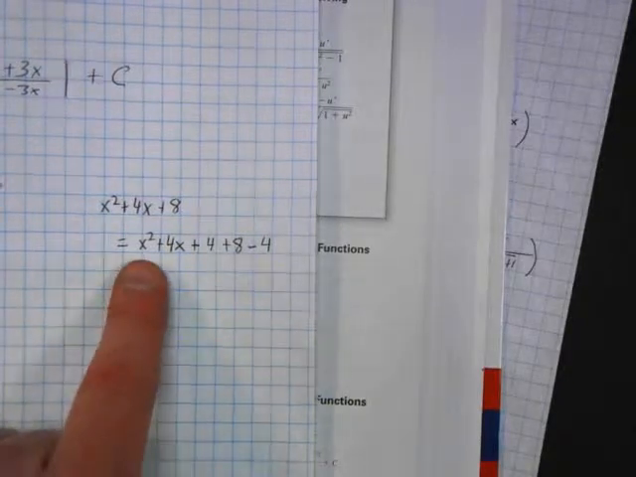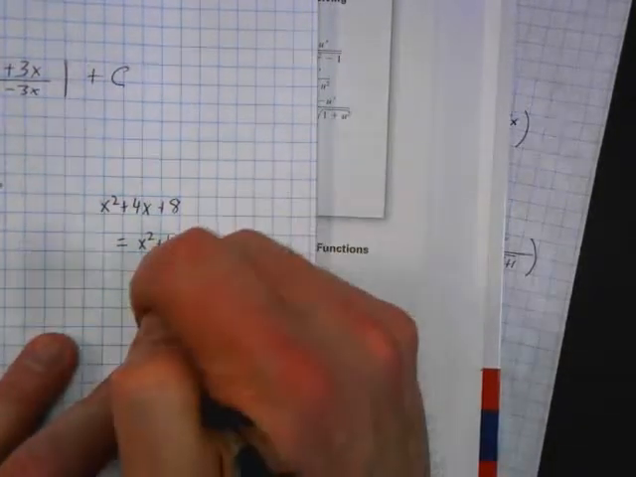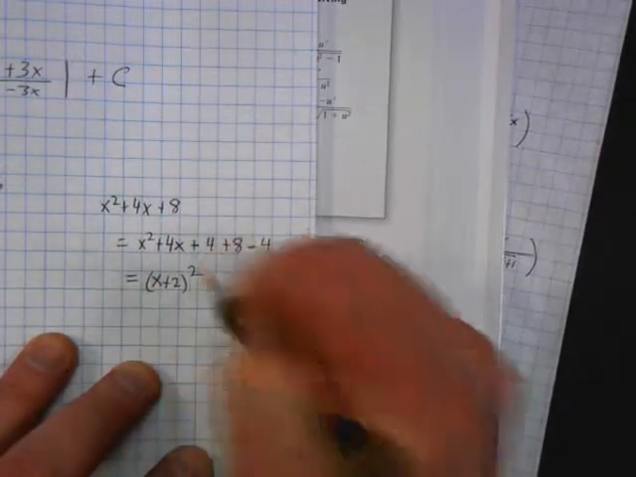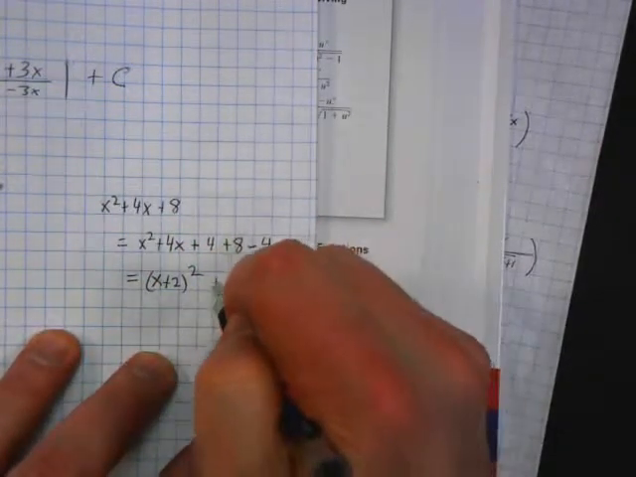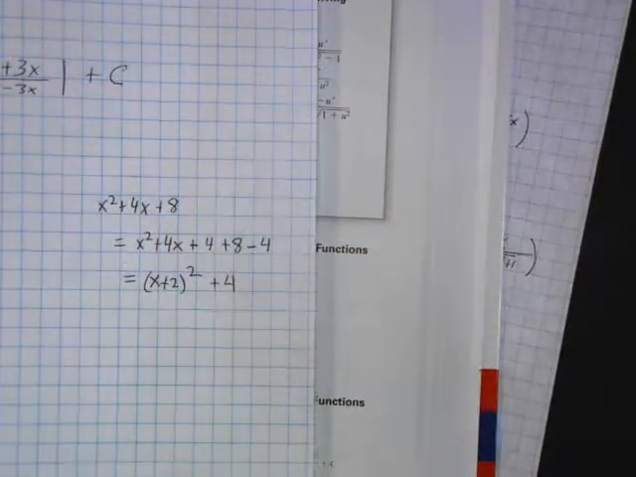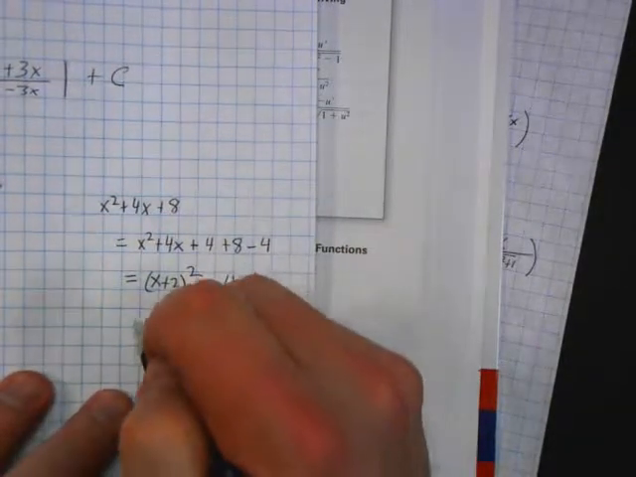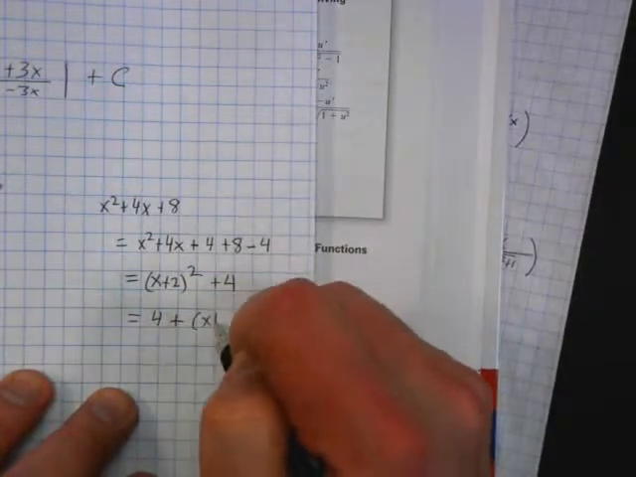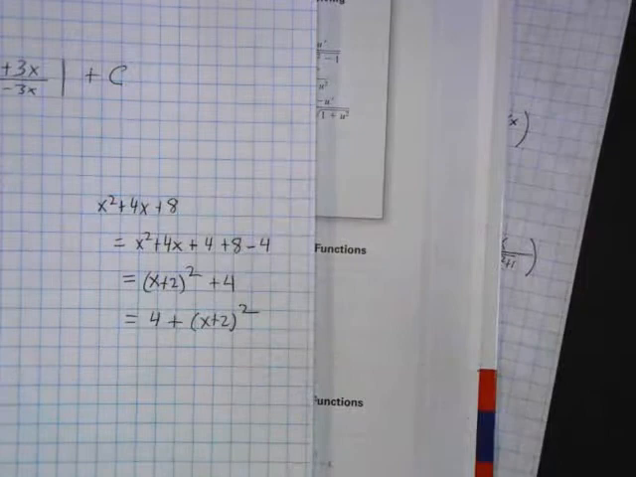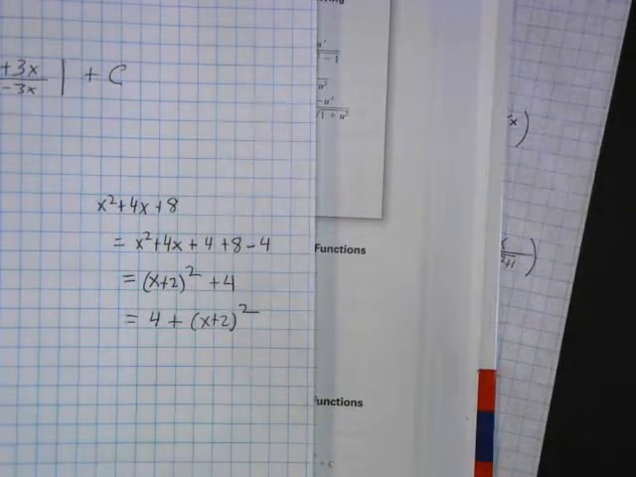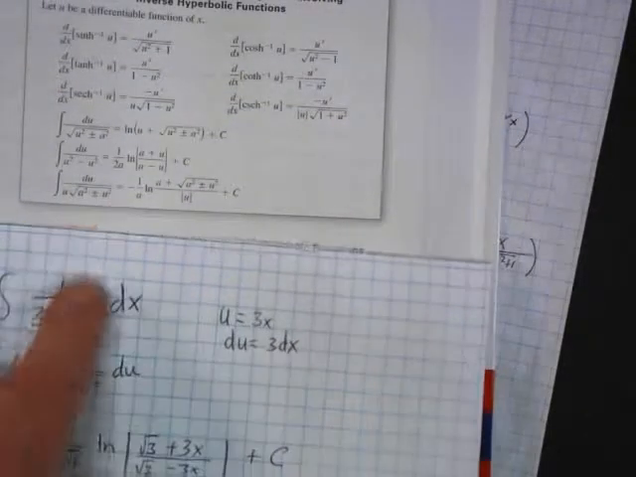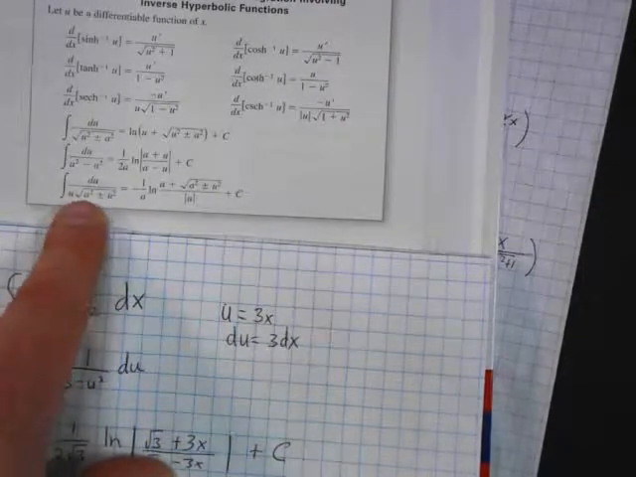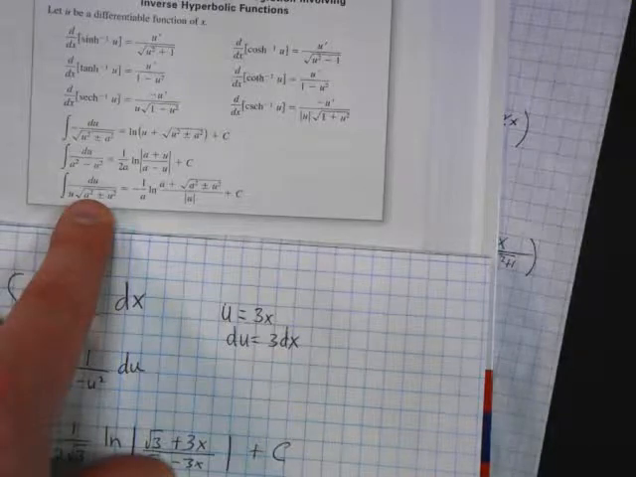And then what happens with x squared plus 4x plus 4? That's x plus 2 squared plus 4. And I'm going to switch the order. I'm going to write that as 4 plus x plus 2 squared. Why am I switching the order? Because this has a squared plus or minus u squared. So I'm just making it match the way it is in the formula.